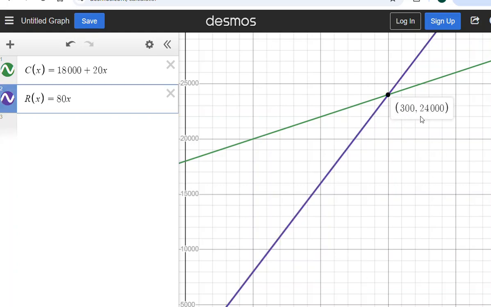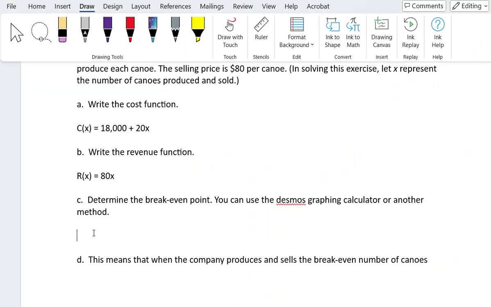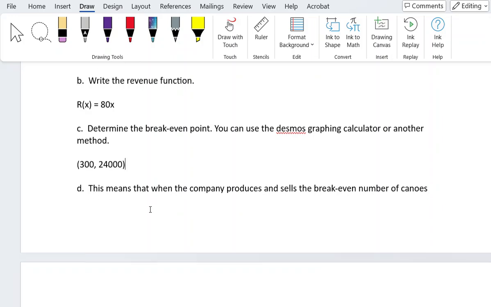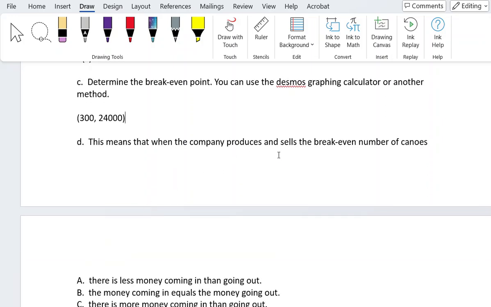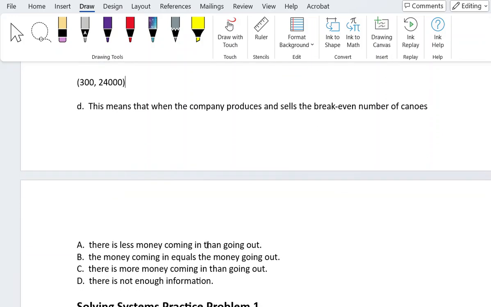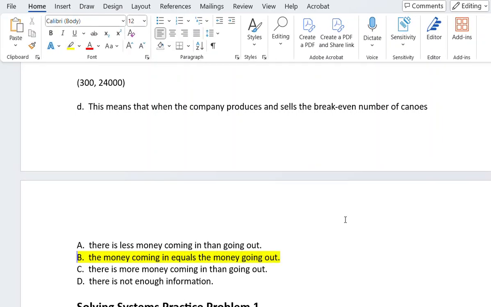Clicking on the point, I see that it's 300 canoes and $24,000. Just like before, we have number of products on the x-axis and dollar amounts on the y-axis. So the break-even point is (300, 24,000). This means that when the company produces and sells 300 canoes, money coming in equals money going out. That is the definition of the break-even point, that those two things are the same. So we're going to go with answer choice B.